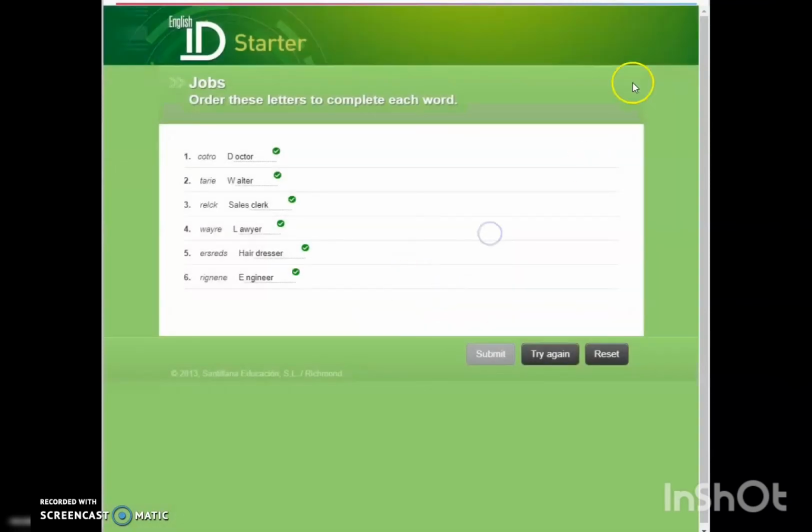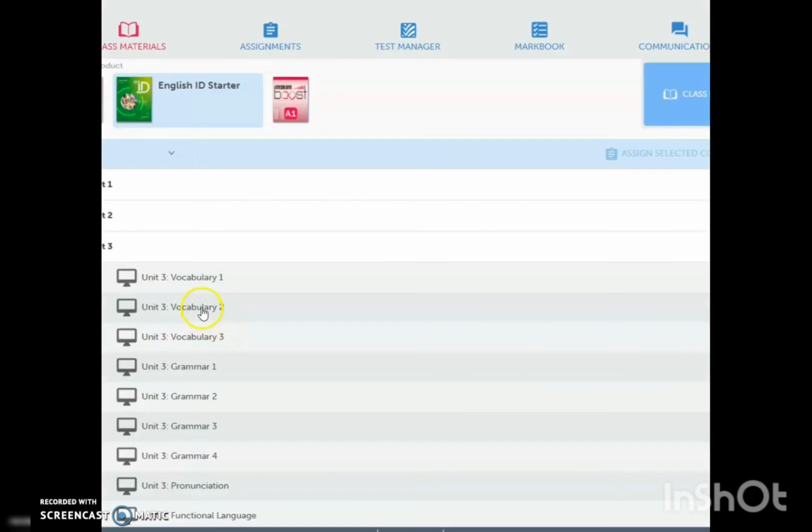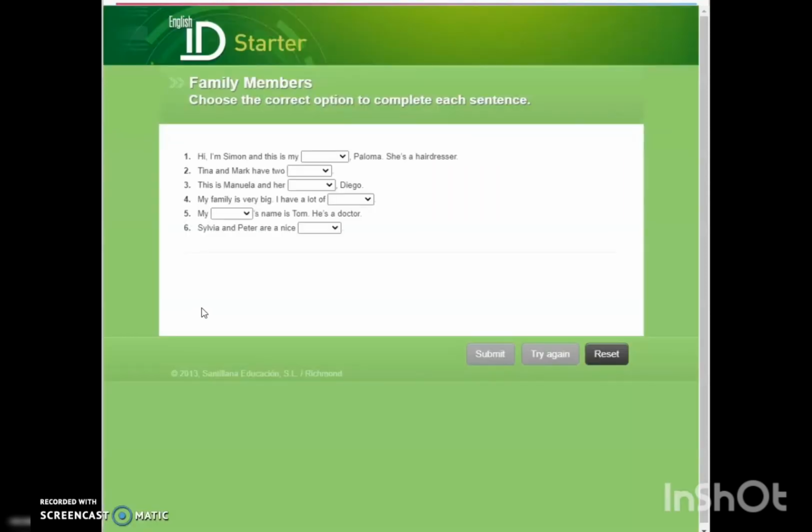Let's continue with vocabulary number 2. Let's see. Vocabulary number 2. You're gonna wait some seconds, and here you have family members. Choose the correct option to complete each sentence.